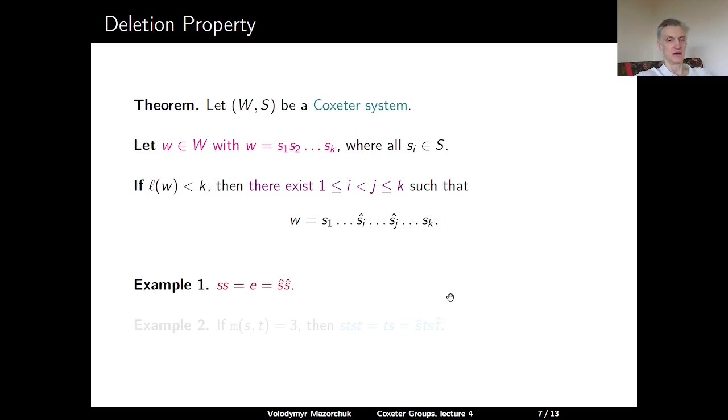So for example, we know that ss is equal to the identity because s has order 2. So we have an expression ss for the identity. If we delete both occurrences, we get the identity. Or another example, if we have a Coxeter group and two simple reflections s and t such that m(s,t) is equal to 3, then sts is equal to tst, because (st) to the power 3 is equal to the identity, and tst can be obtained from sts by deleting the outer letters s and t.